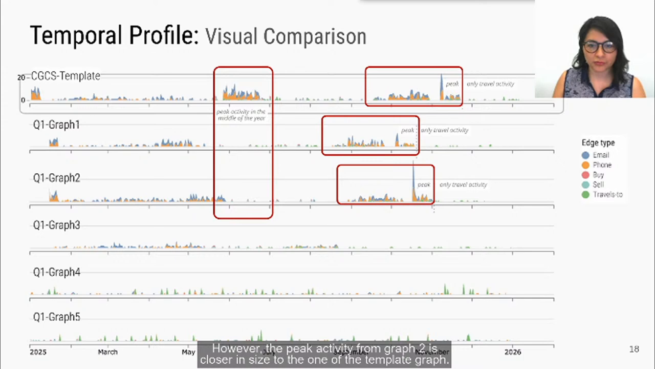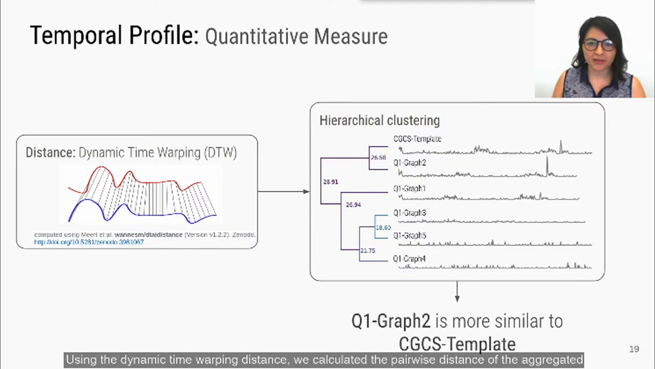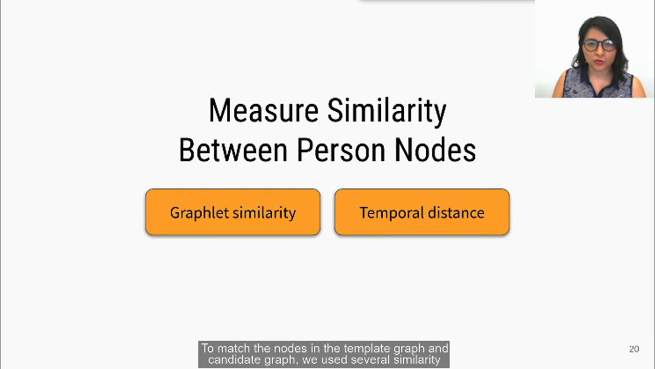Using the dynamic time warping distance, we calculated the pairwise distance of the aggregated time series between all graphs. According to this measure, graph 2 is more similar to the template graph. To match the nodes in the template graph and candidate graph, we use several similarity measures to find nodes that had the same properties. So far, we introduced graphlet similarity and temporal distances. Next, Natkamon will introduce two more similarity measures that compare demographic profiles and travel itinerary profiles.